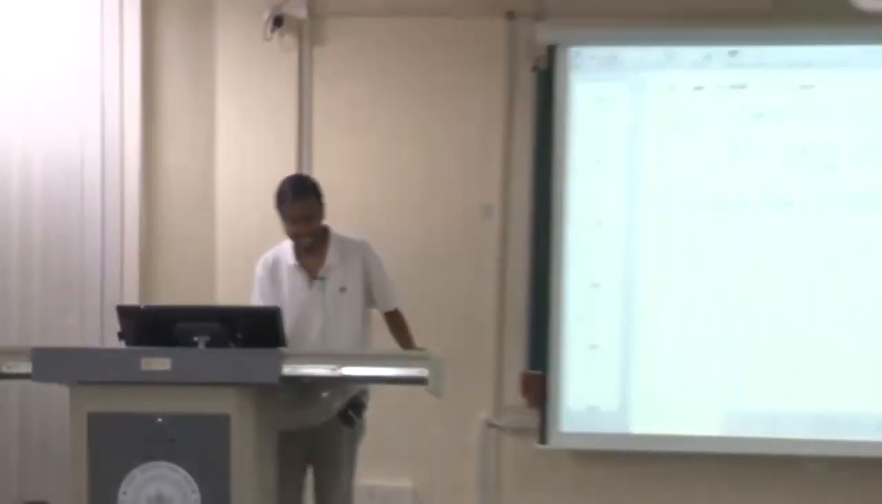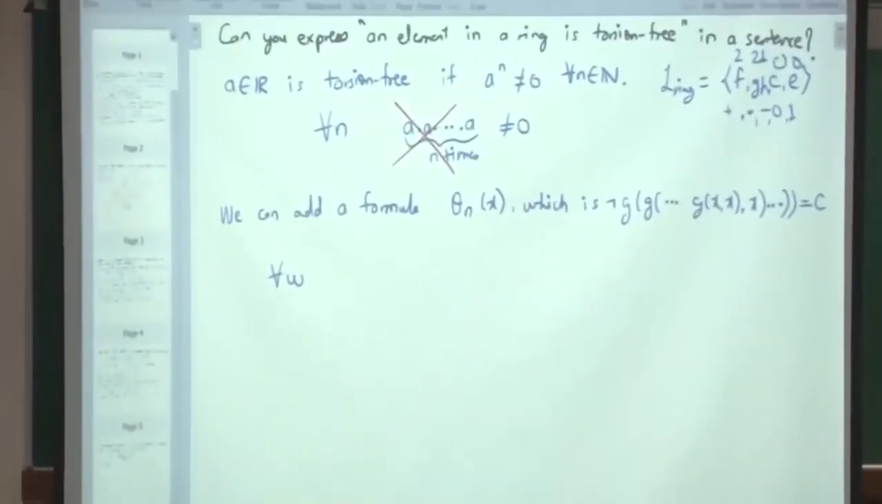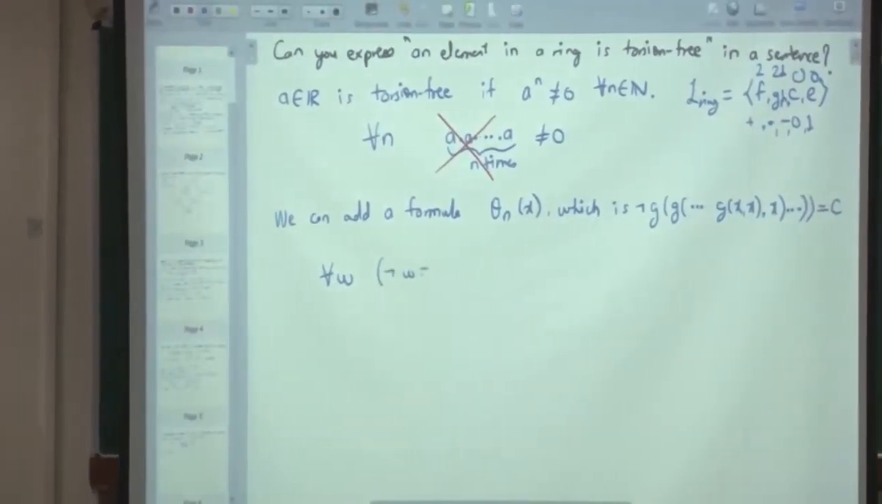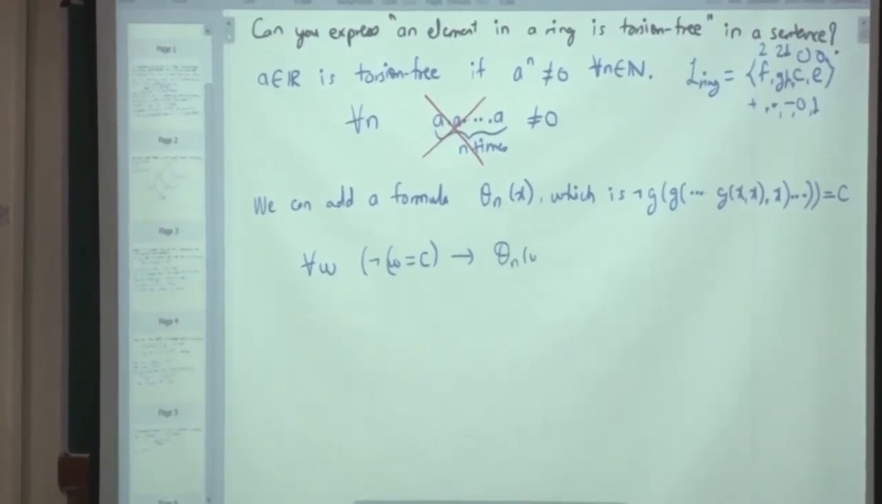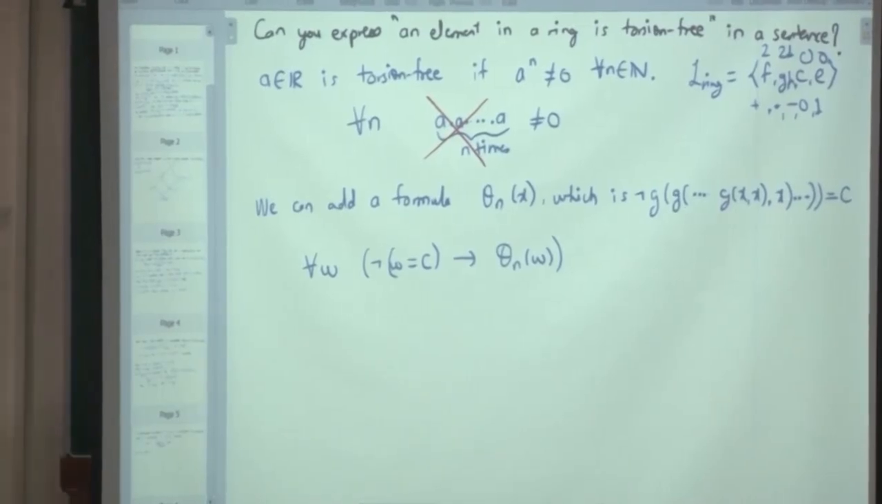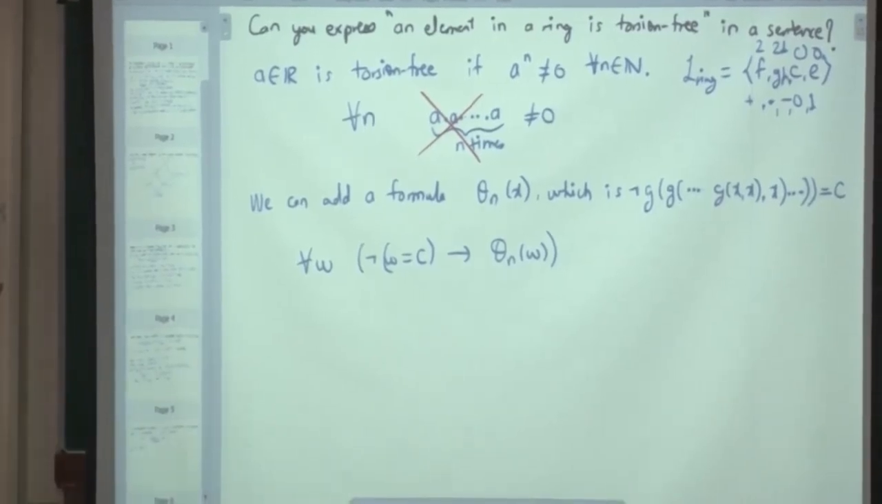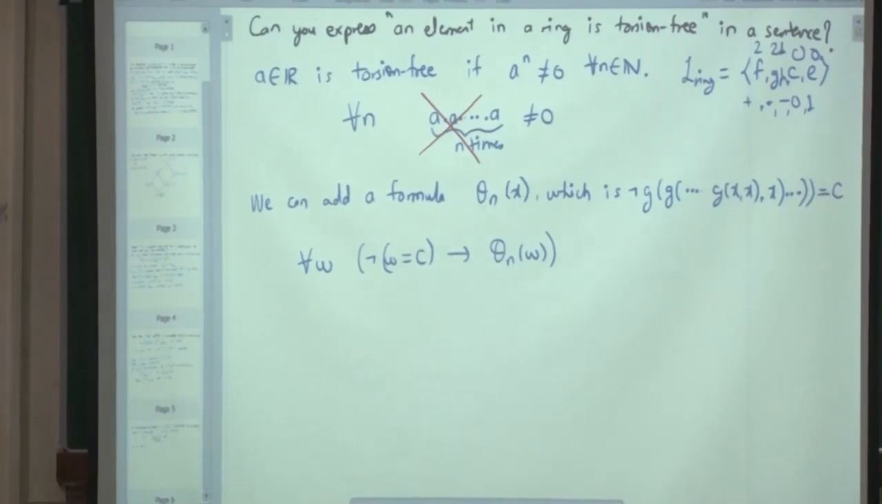So how do you write that? For all w, if w is not 0, then theta n of w holds. This will say that every non-zero element is torsion free of order n. And then you put one such sentence for each n less than omega. Now, this is a set of sentences. So this is our theory of torsion free.